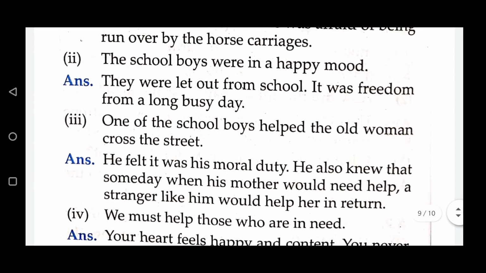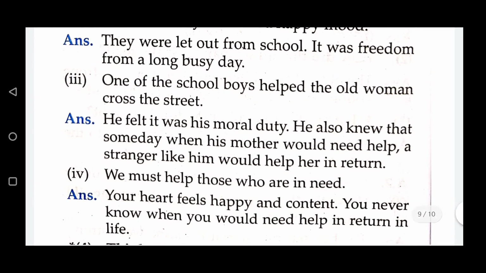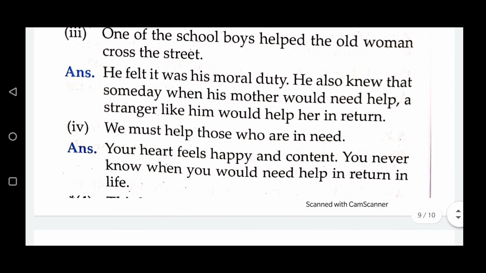One of the school boys helped the old woman cross the street. Why? Because first, he felt it was his moral duty. Then second, he also knew that someday when his mother would need help, a stranger like him would help her in return. We must help those who are in need. Your hearts feel happy and content. Why must we help those who are in need? Because by helping, our heart feels happy and content, and we never know when we would need help in return in life.